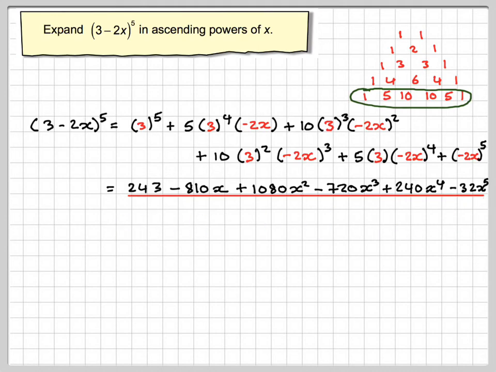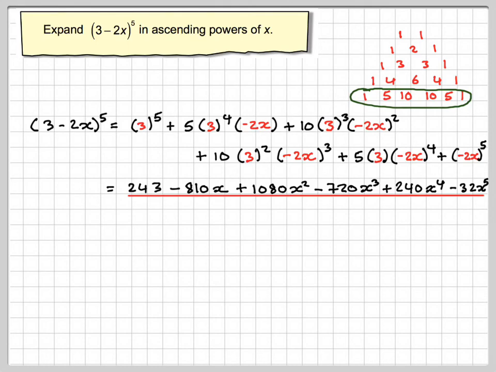So there we've expanded this using Pascal's triangle and the binomial theorem. Now, the slight problem with using this triangle: what happens if this power here is very high? Do we really want to write out all the terms of Pascal's triangle? You can see that in another video.